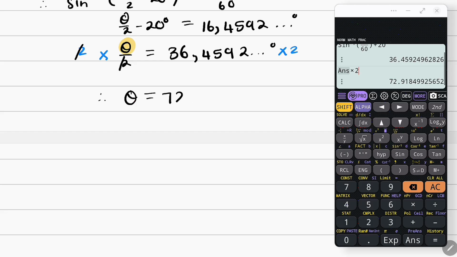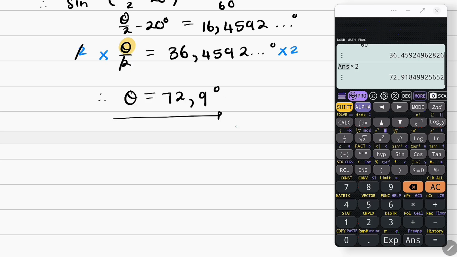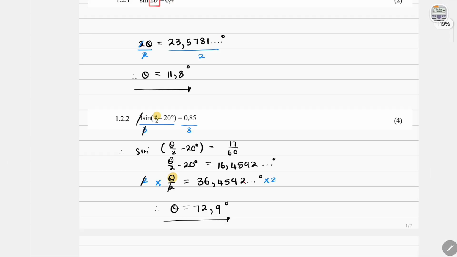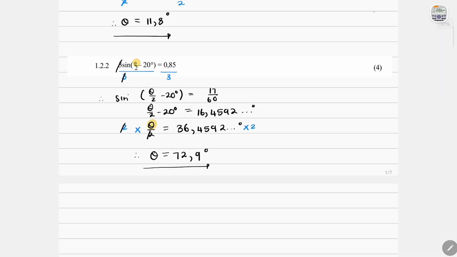Okay, so it is 72 point, round off to 1 decimal place. That second decimal of 1, it is less than 5, so it's going to round down, causing that to just stay as 9. So 72.9 degrees is our answer. Okay, so that is it for that question. Moving on to the next question.